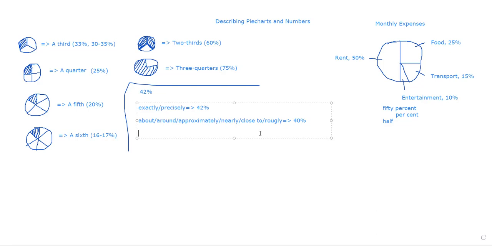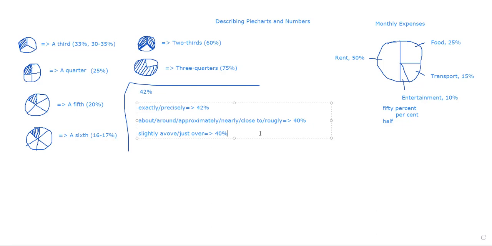So that means if you take a round figure that is less than the original number, you can use a couple of different expressions. For example, you can say slightly above, or you can say just over. For example, if the rate is 42%, you can say according to the pie chart, rent makes up just over 40% or slightly above 40% of the monthly expenses.